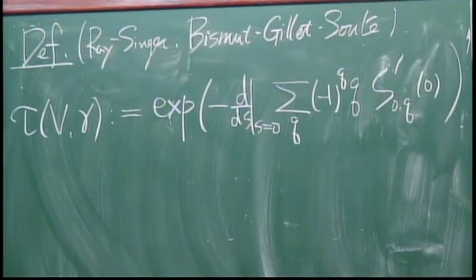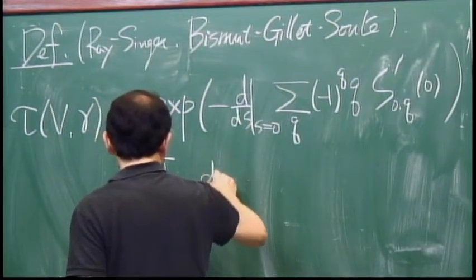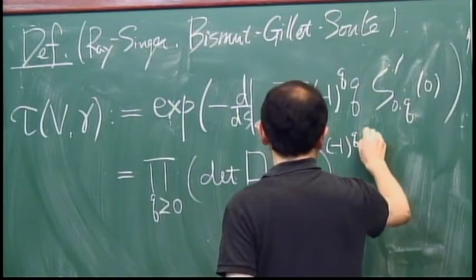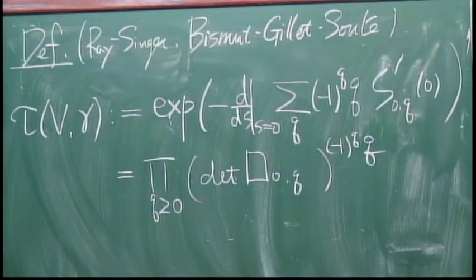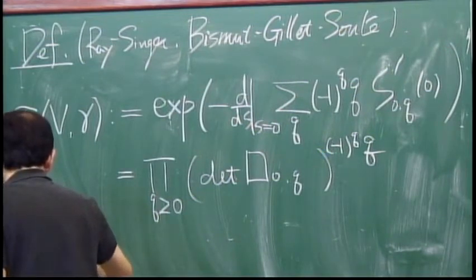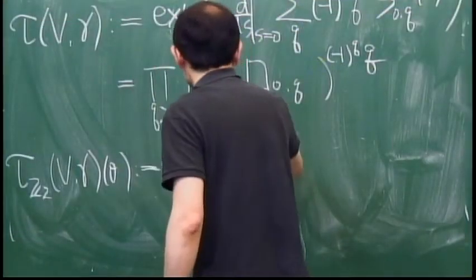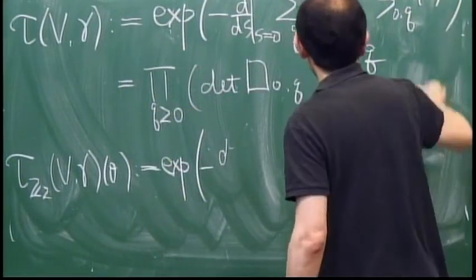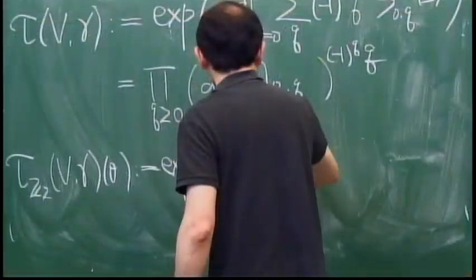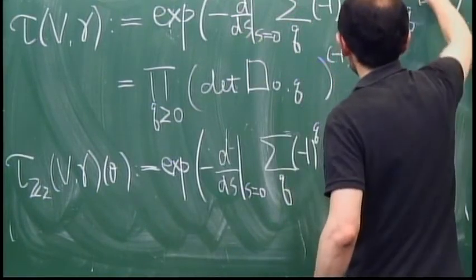So I can also write it this way. It is a weighted alternating product of the regularized determinants of the Laplacian. And its equivariant version is defined in a quite similar way. I don't need the prime here.